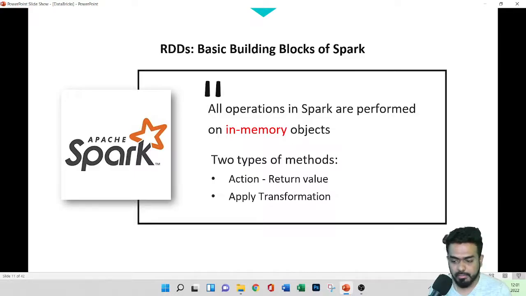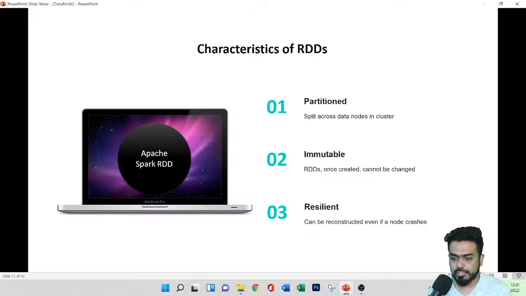That action could be a written value, and we can apply the transformation. So these are some of the characteristics of RDD. The first is partition, which is the split across the data nodes in the cluster. That is how the data is spread across the clusters. Then it is immutable, so RDDs, once created, cannot be changed, and it's resilient: it can be reconstructed even if the node crashes.